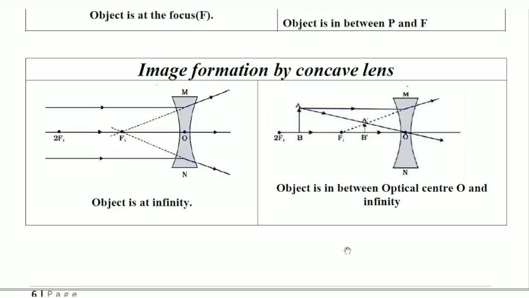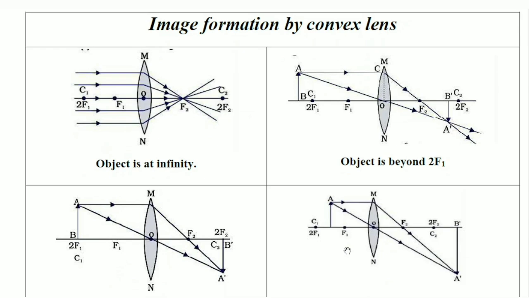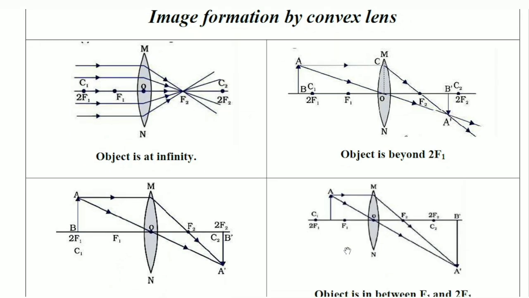The next one is image formation by convex lens. Almost certainly they are going to ask for lens only, so practice the diagrams. When the object is at infinity, where is the image formed, what is the nature of the image, and what is the size of the image? That is very, very important.